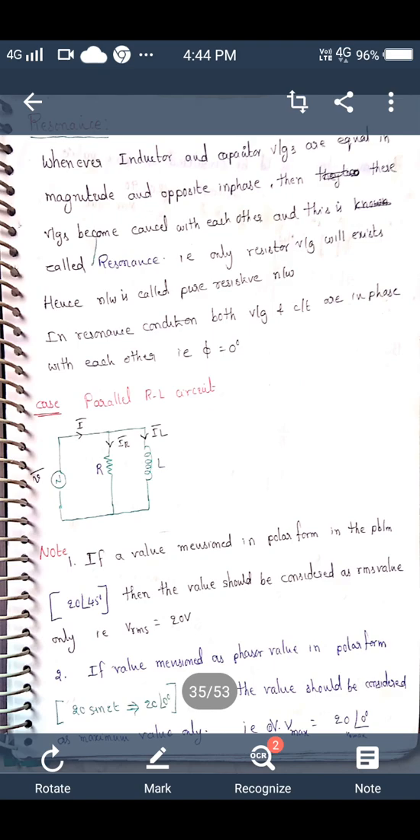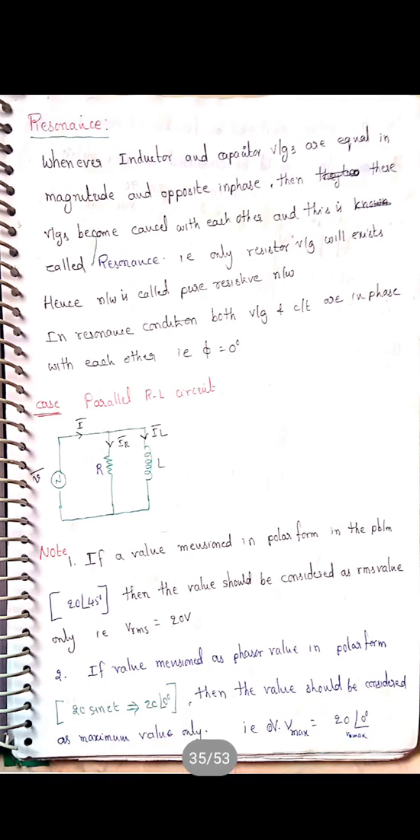Next, the parallel RL network. If you take an RL parallel network and excite it with a voltage source, the voltage across all the elements is the same. Here current division will take place, so we have to apply KCL. According to KCL, the supply current is equal to the vector sum of IR and IL.